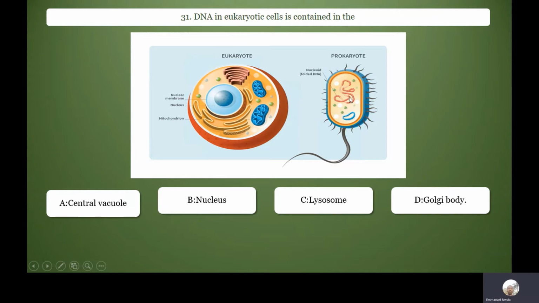Bacterial cells are prokaryotic. They don't have a nucleus. There is no nuclear membrane surrounding their DNA, so they don't have a nucleus. Eukaryotic cells have a nucleus and DNA is found inside the nucleus. So the correct option here is B.